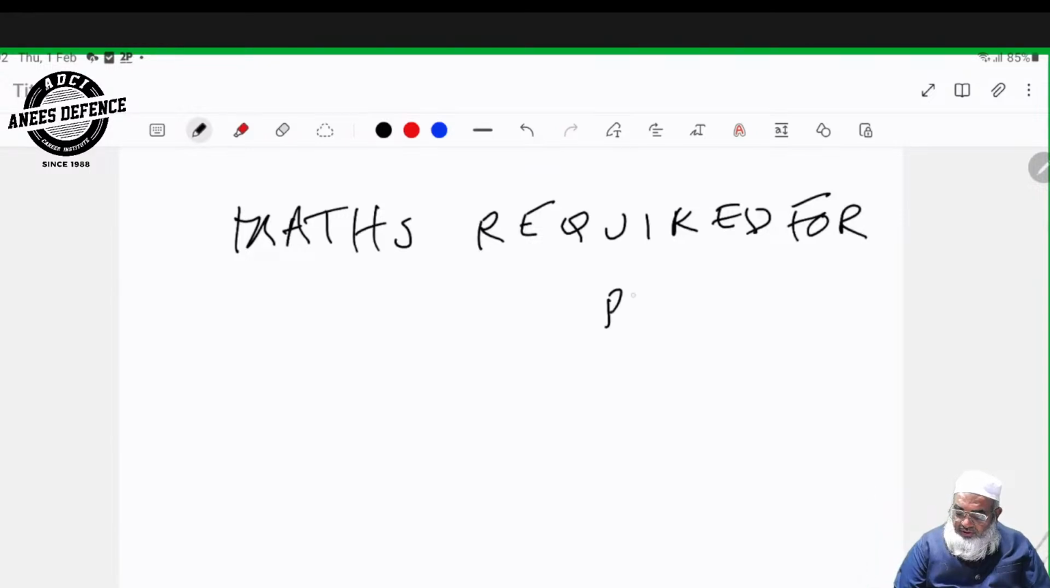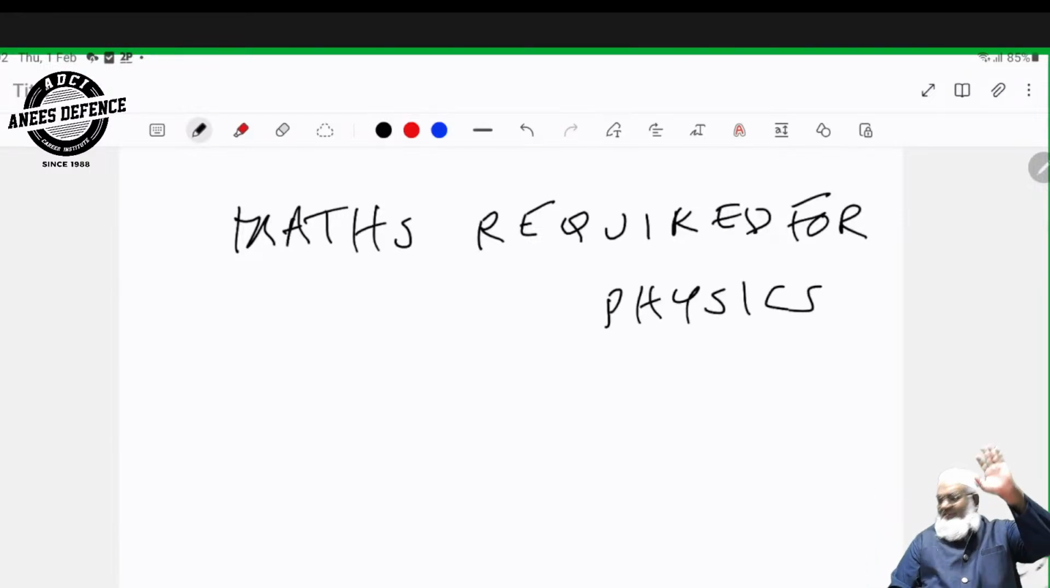Means required for physics. Topic का नाम कौन आया देख जरा. Manipur, come here, sit.